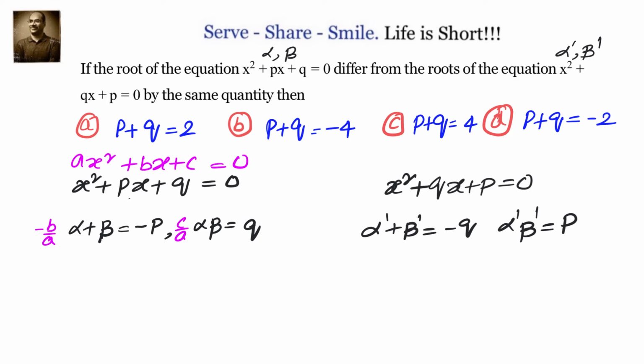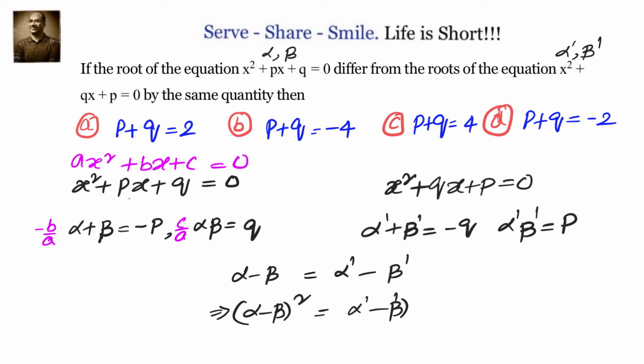What is given to us? Given to us that alpha minus beta equals to alpha dash minus beta dash. Can we say, squaring on both sides, alpha minus beta whole square equals to alpha dash minus beta dash whole square, which can be written as, we know only alpha plus beta and alpha beta. So how can we write this in terms of alpha plus beta and alpha beta?